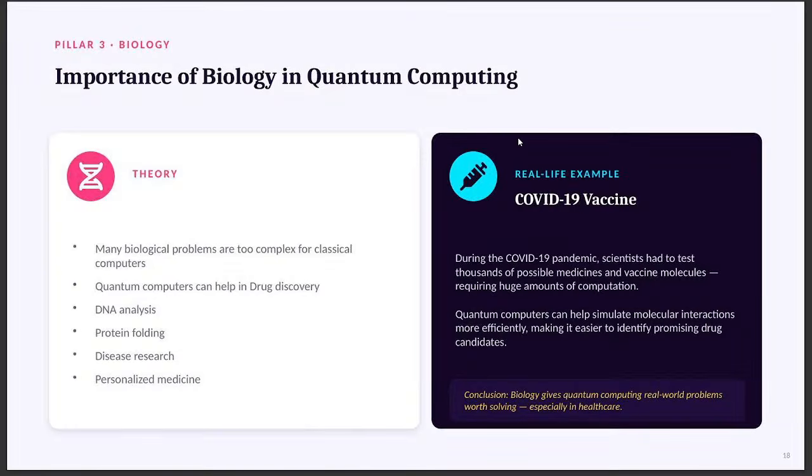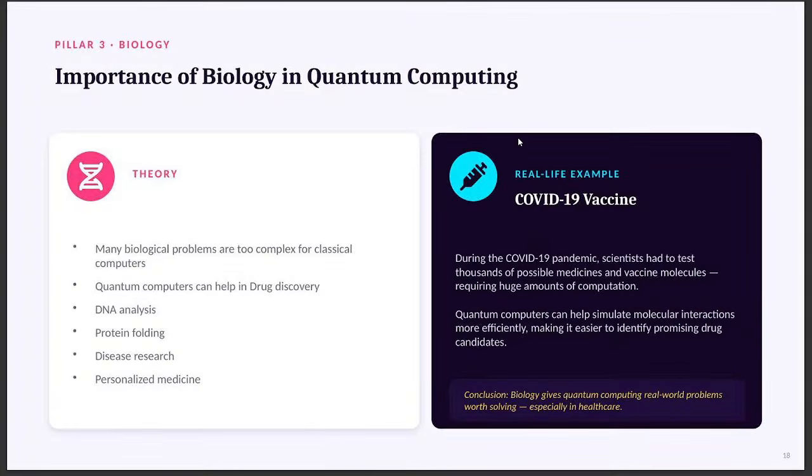Why? Because the medical sector requires n number of, or trillions of, calculations to invent a new drug for the market. Drug, in the sense, medicine. Scientists are trying to discover new drugs. Before releasing one medicine, they may need to test millions of possibilities, millions of chemical combinations. A classical computer takes a very long time to simulate just one molecule, but a quantum computer may perform these simulations much faster. That is why biology is important in quantum computing.